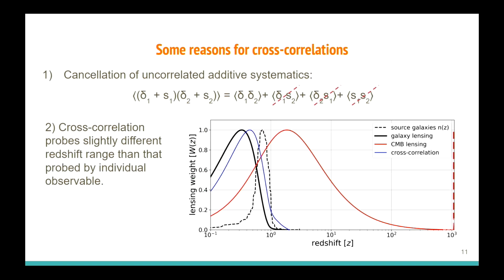So why do the cross correlation? Cross correlation provides the advantage that any uncorrelated additive systematic between these two probes does not affect your cross correlation.